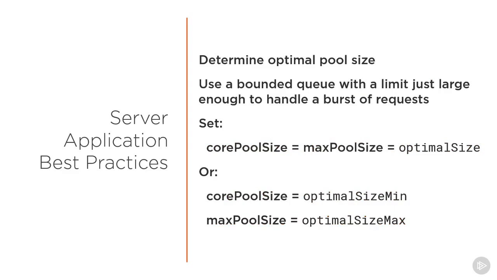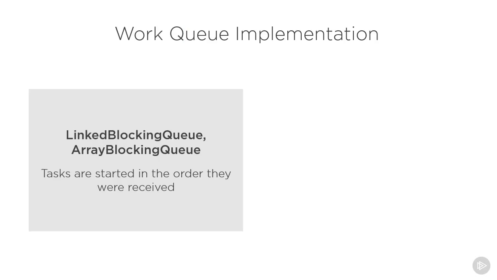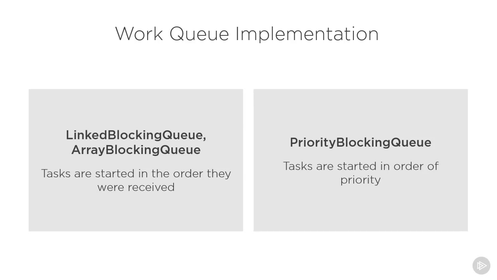One last thing to mention is the choice of queue implementation. The typical first in first out bounded queues, like LinkedBlockingQueue and ArrayBlockingQueue, cause tasks to be started in the order in which they were received. If you have some tasks that are more important than others, you can instead use a PriorityBlockingQueue, which would order tasks by priority.